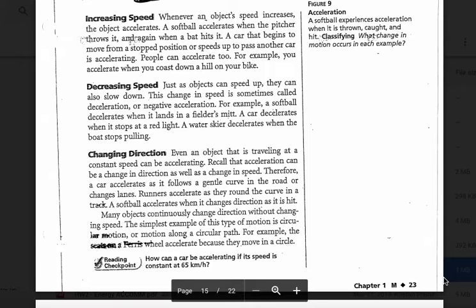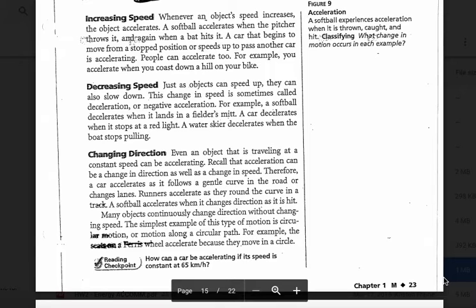Decreasing speed. Just as objects can speed up, they can also slow down. This change in speed is sometimes called deceleration or negative acceleration. For example, a softball decelerates when it lands in a fielder's mitt. A car decelerates when it stops at a red light. A water skier decelerates when the boat stops pulling.